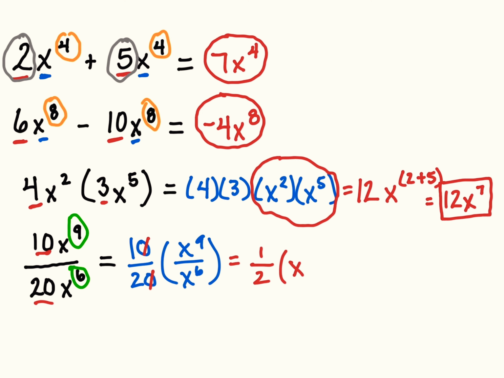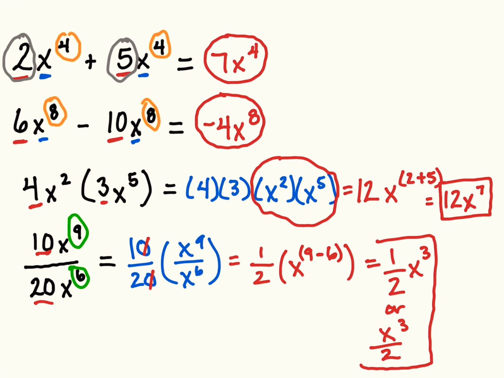Now, when you're dealing with the division of exponents with like bases, you subtract. So that's going to be x to the 9th minus 6, right? And we all know that 9 minus 6 is 3. So your answer is going to be, I'll put the 1/2 here, and then x to the 3. You can write it like that, or you can write x to the 3 over 2. And either one of these ways will work out for you, okay?